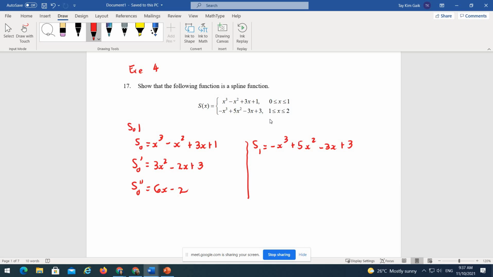They are piecewise smooth because S0 at the point 1 must be connected with S1 at the point 1, so that it is connected. Now I'm going to find the first derivative for the S1 function: negative 3x squared plus 10x minus 3. And the second derivative for S1: negative 6x plus 10.